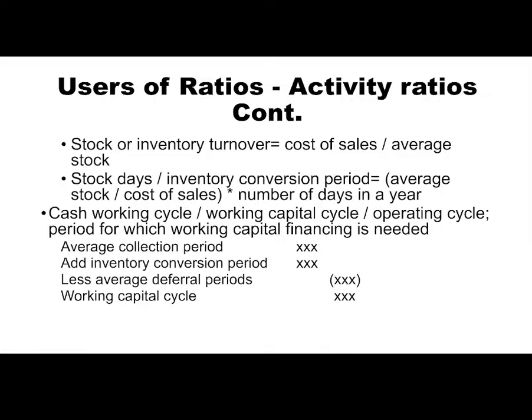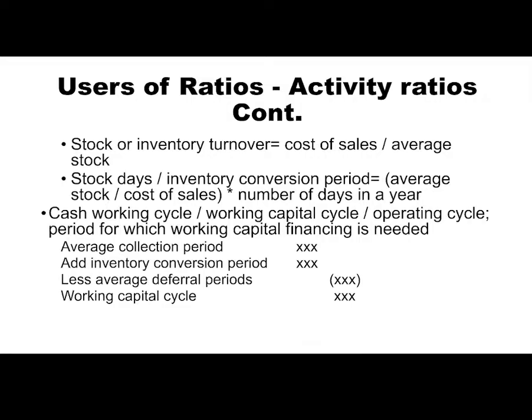Then you also have to calculate the stock days or inventory conversion period. This one will indicate the number of days it takes to convert inventory into sales. So the fewer the number of days, the more efficient the company is in converting stock into sales. So for stock days, you have the average stock, you divide by the cost of sales, and the result you multiply by the number of days in a year. So you are going to get the stock days, the inventory conversion period.